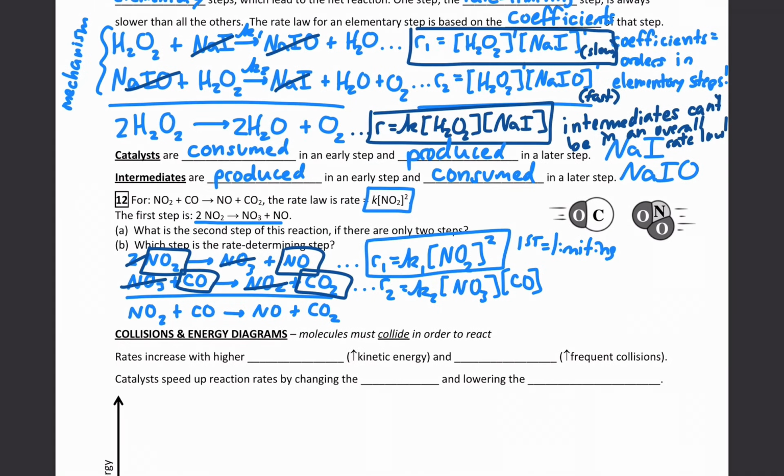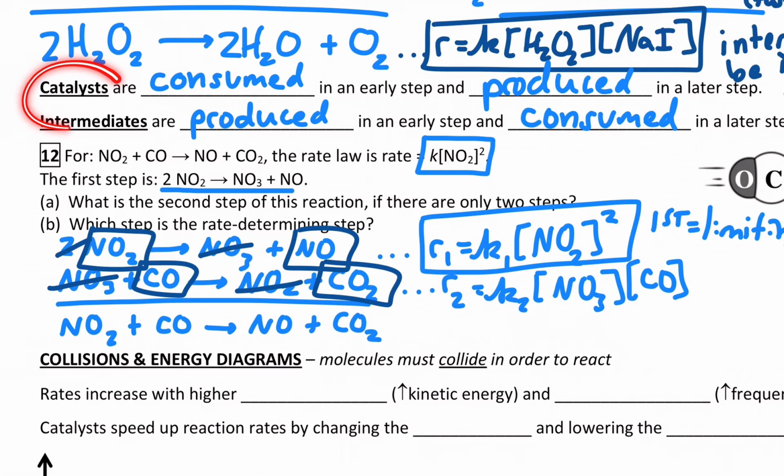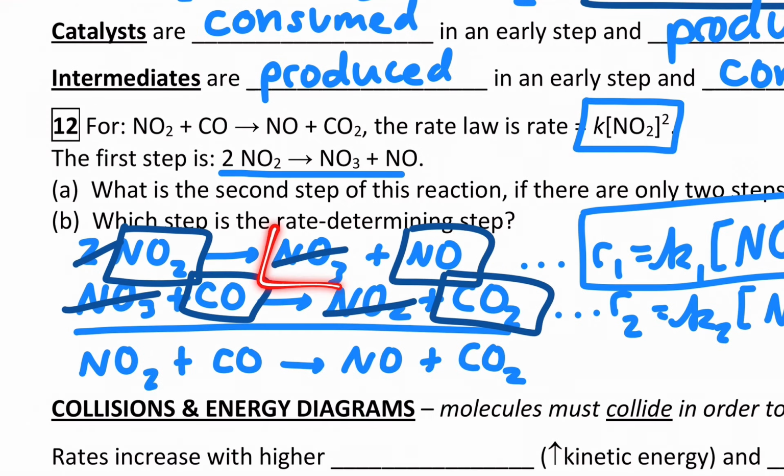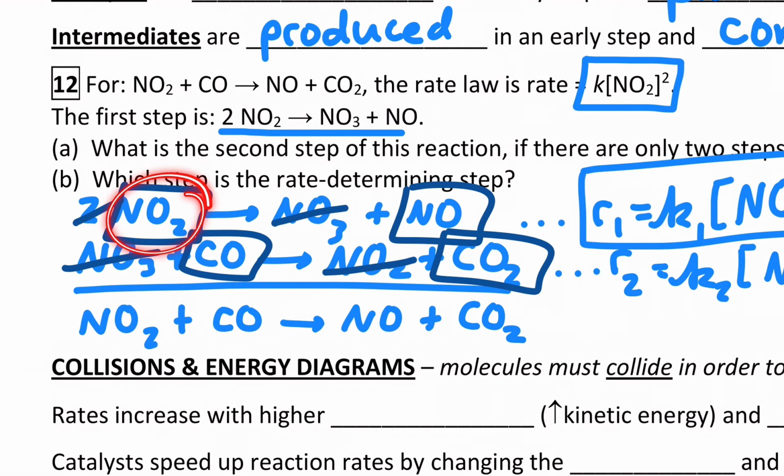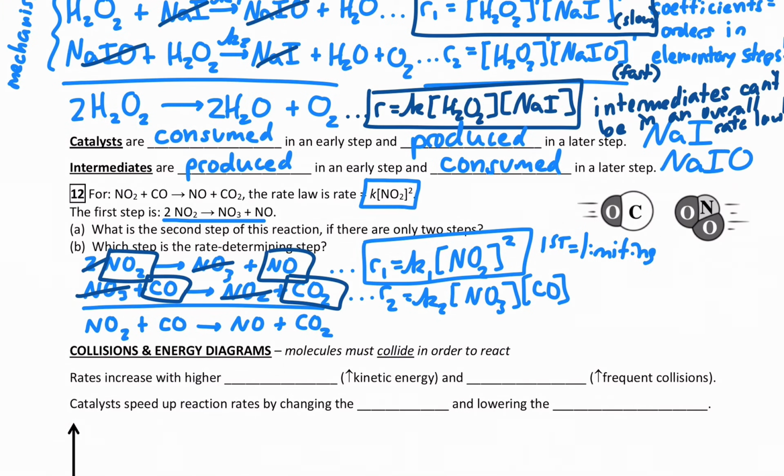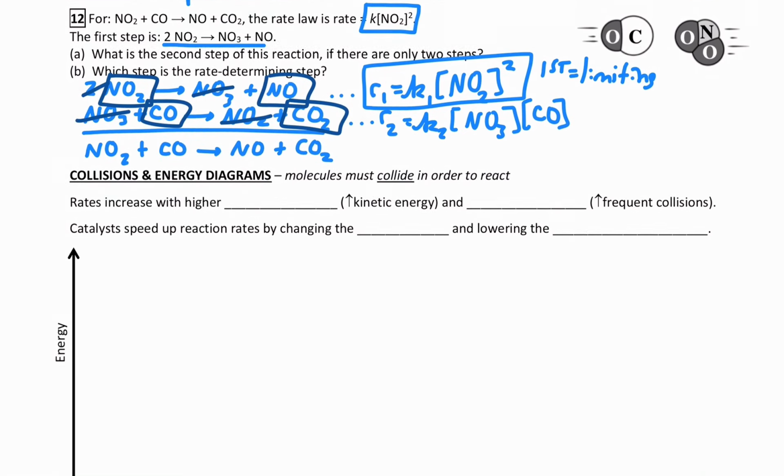We could go one further and ask ourselves another question. Was there a catalyst or was there an intermediate in this? Well, there was an intermediate. NO3 was produced and then consumed. There wasn't really a catalyst in this case, unless you consider NO2 a catalyst, which you could. It's sort of autocatalytic because one of the reactants is its own catalyst. We consumed some of it and then produced it later on. So you could argue that NO2 is a catalyst and NO3 is an intermediate. NO3 is definitely an intermediate.